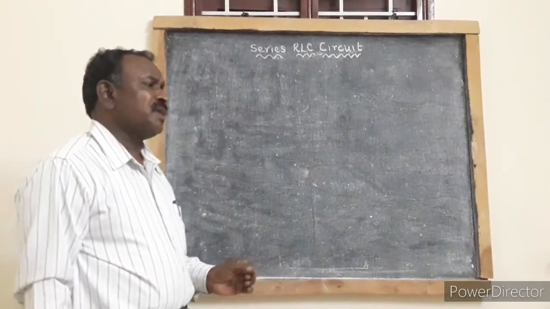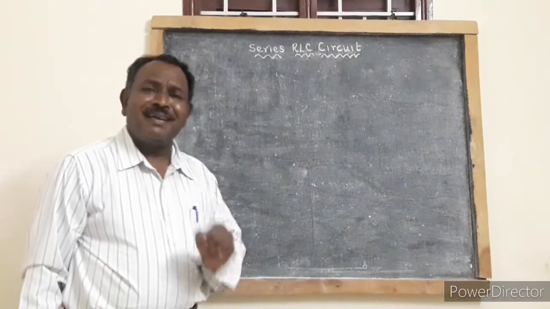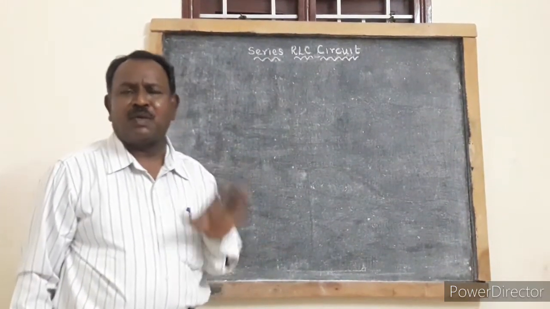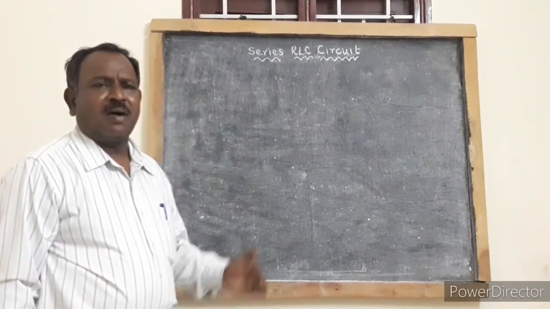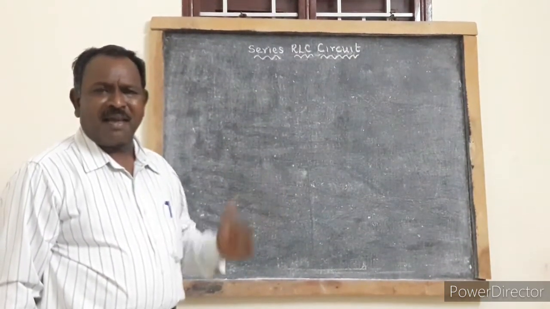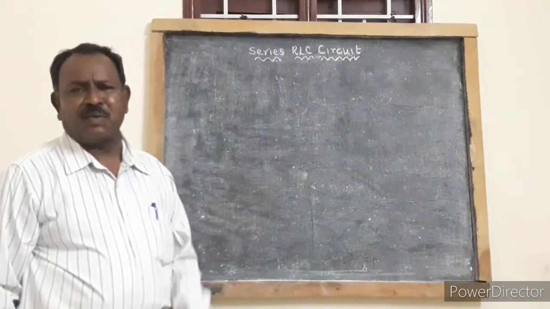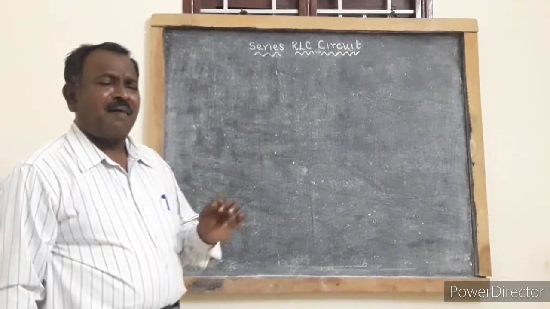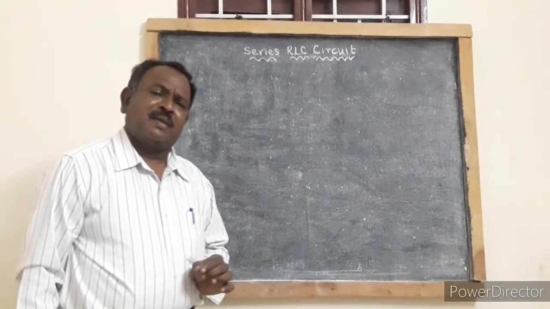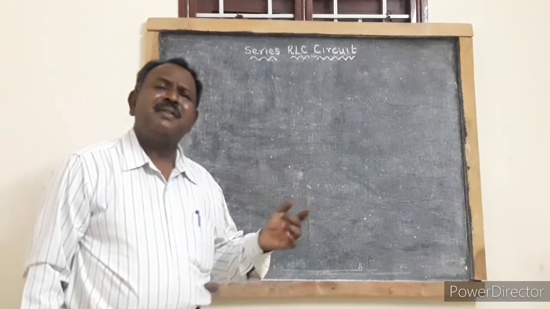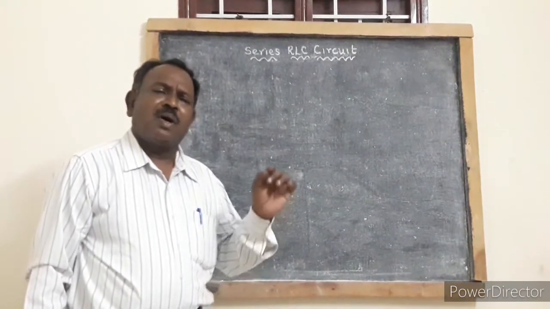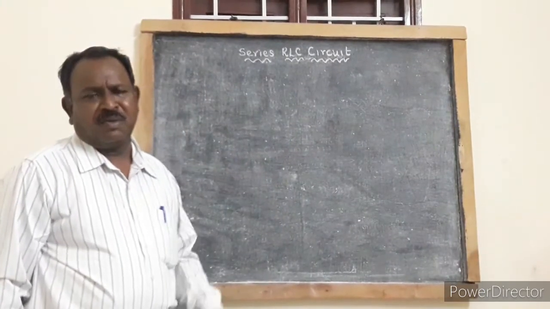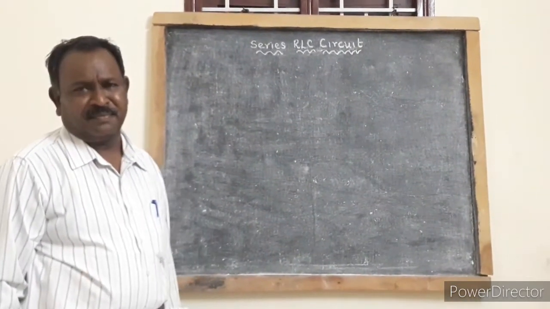Similarly, when an AC circuit is having inductor, voltage is leading the current by pi by 2, or current is lagging the voltage by pi by 2. And similarly, when an AC circuit is having capacitor, then current is leading the voltage by pi by 2, or voltage is lagging the current by pi by 2. So we have seen separately each thing.